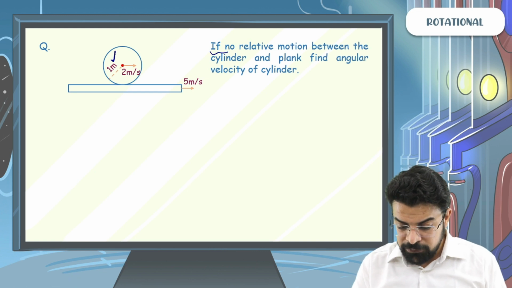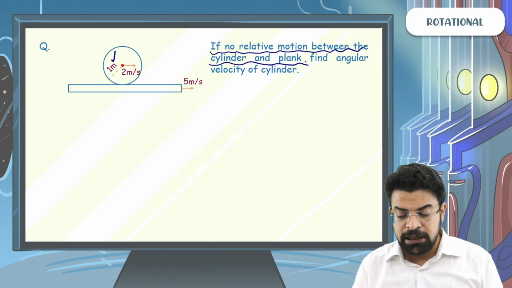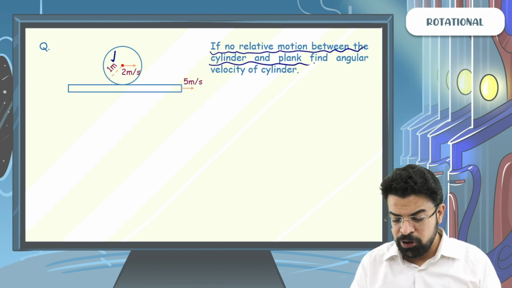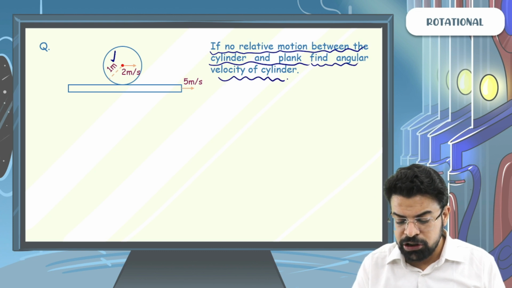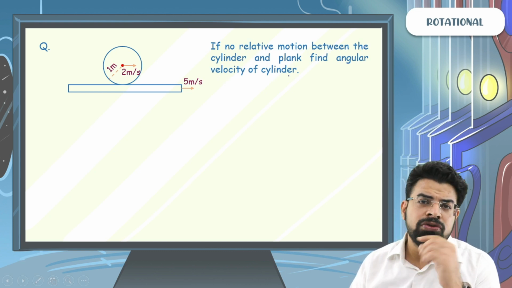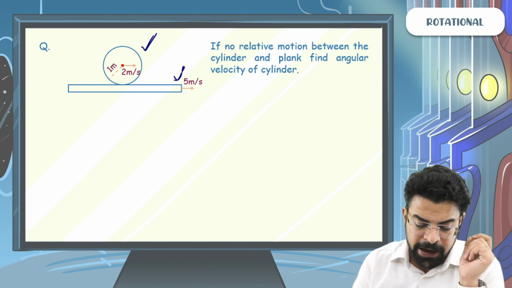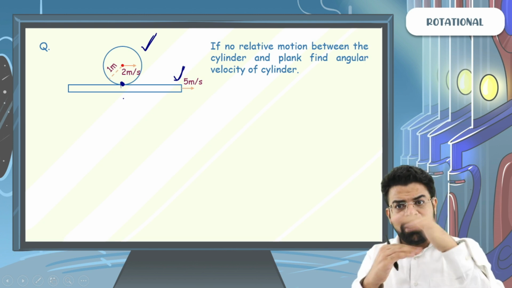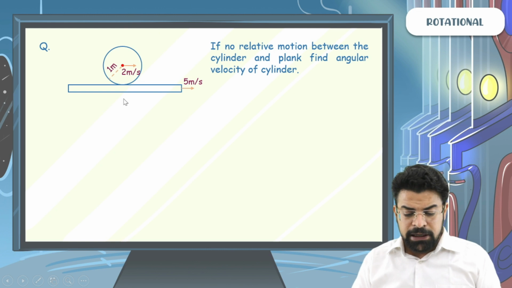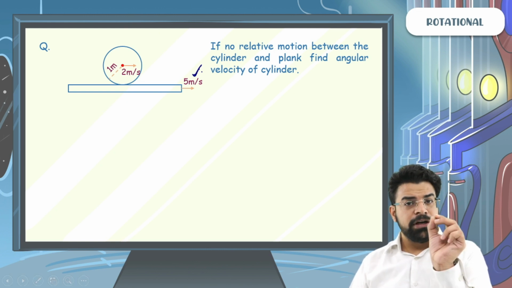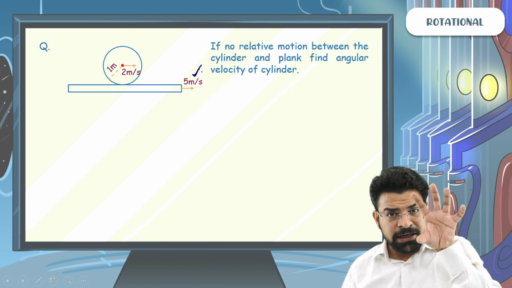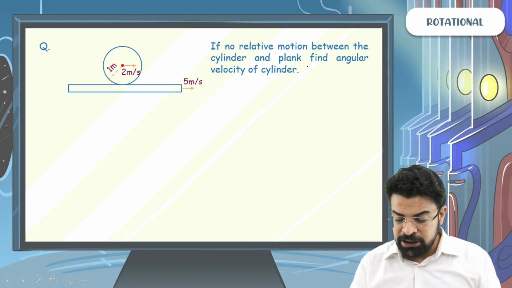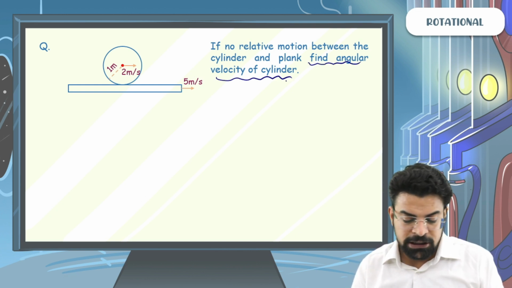Question is, if there is no relative motion between the cylinder and the plank at the point of contact, find the angular velocity of the cylinder. So when they say there is no relative motion between the cylinder and the plank at the point of contact, it means that at the point of contact, both the cylinder and the plank have the same velocity. We know that the velocity of the plank at the point of contact is 5 meter per second. So the velocity of the cylinder as well at the point of contact should be 5 meter per second. And they are asking me to determine the angular velocity of the cylinder.